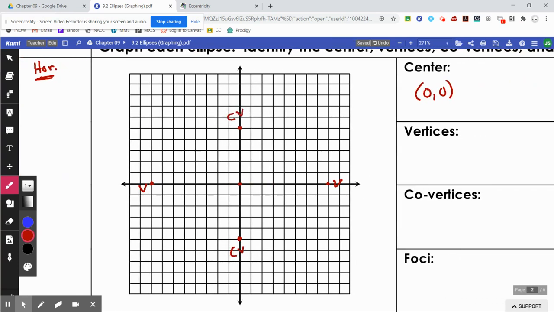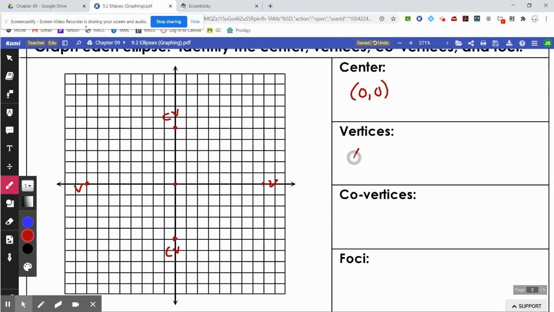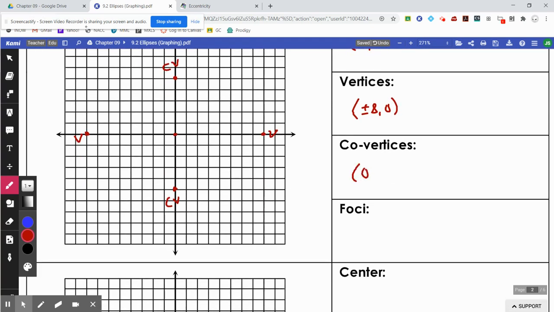So you have vertices located at, I'm going to write it like this just to save time, positive and negative a, 0. Here's positive a, 0. Here's negative a, 0. You have co-vertices located at 0, positive and negative 5.